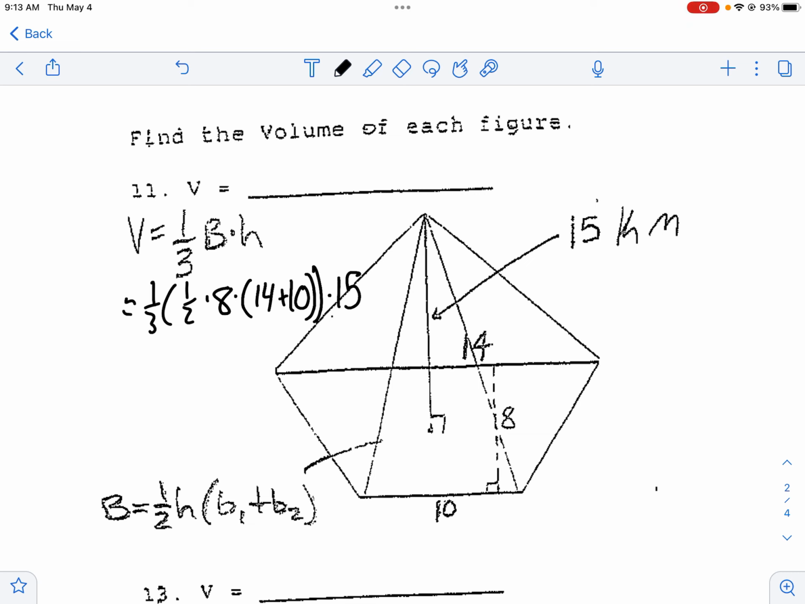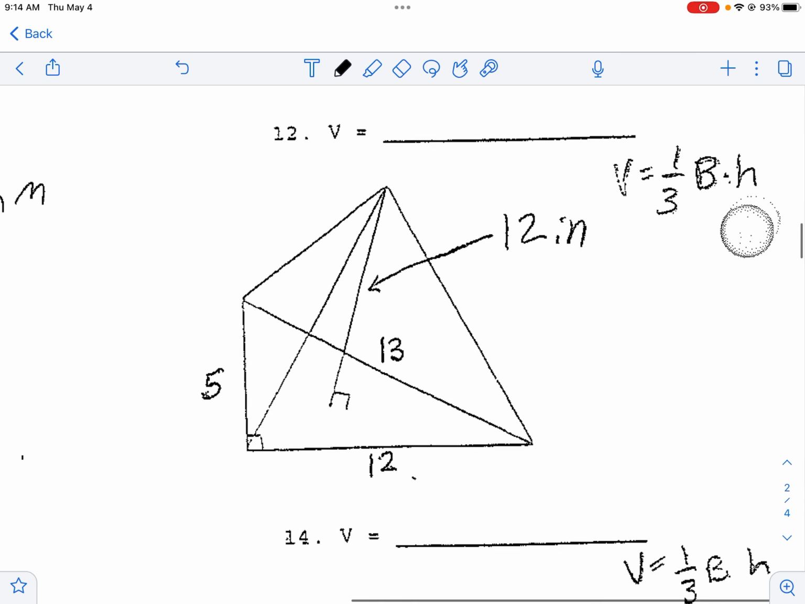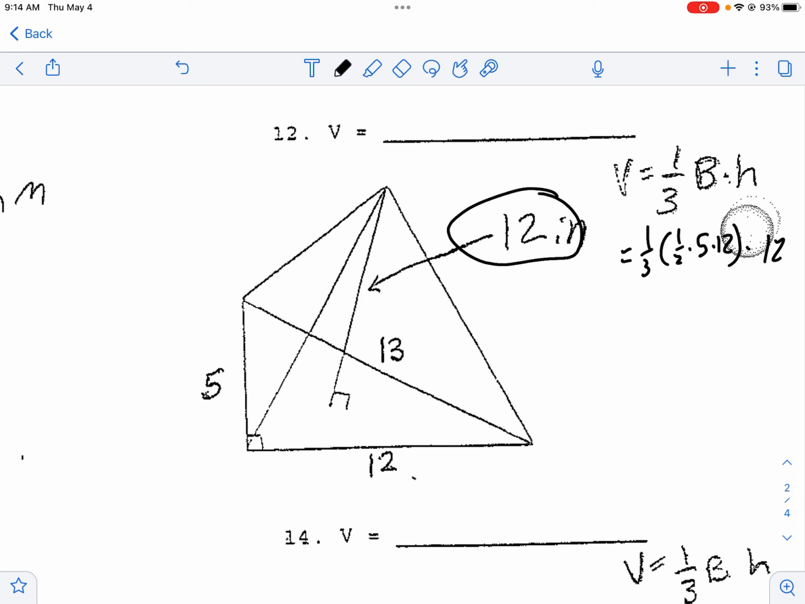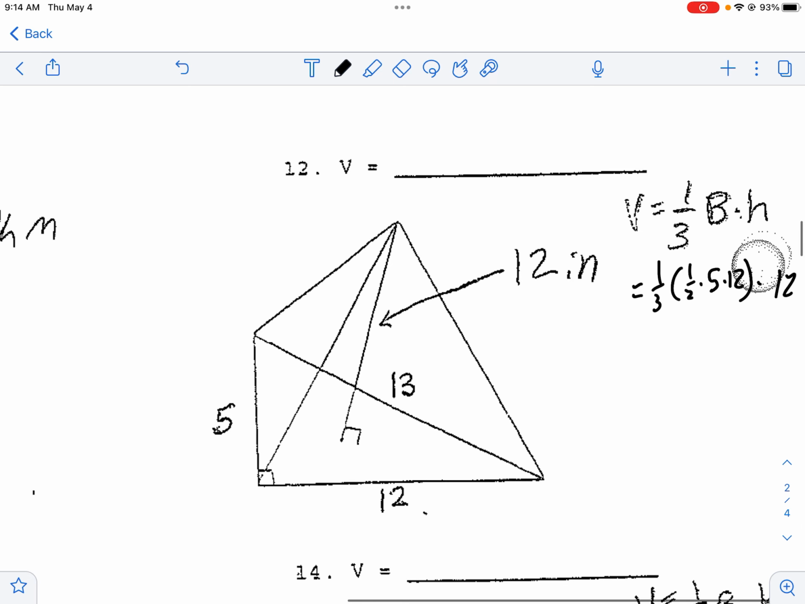So 1/2 times 8 times 24, which is 14 plus 10, times 15 divided by 3, which is 480 kilometers cubed. Next one, 1/3 base height in this triangular pyramid. The area of the base is 1/2 times 5 times 12, base times height. Multiply that by 12, which is my height. So 1/2 times 5 times 12 times 12 divided by 3 is 120 inches cubed.